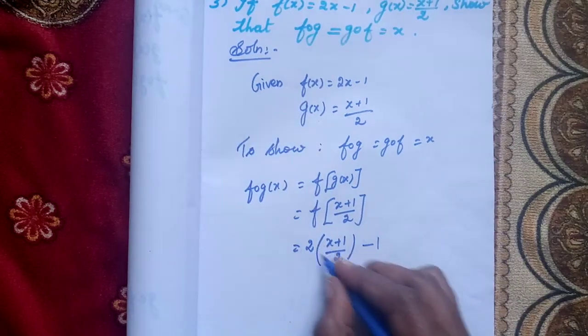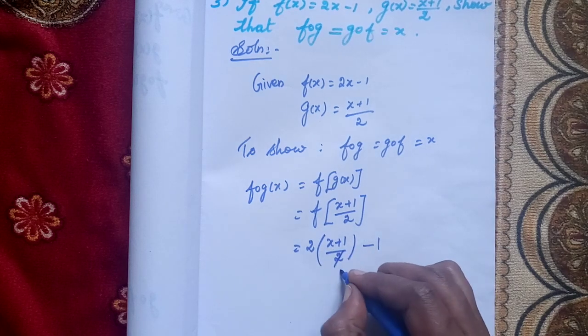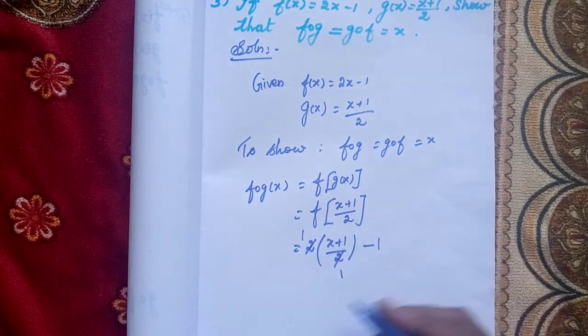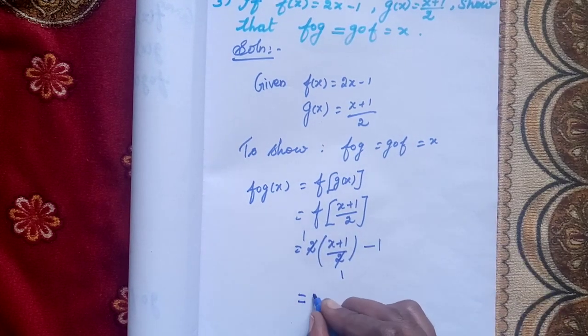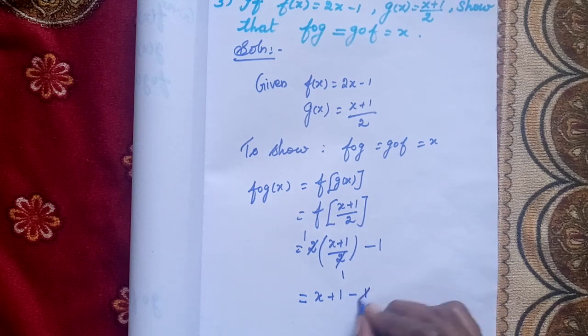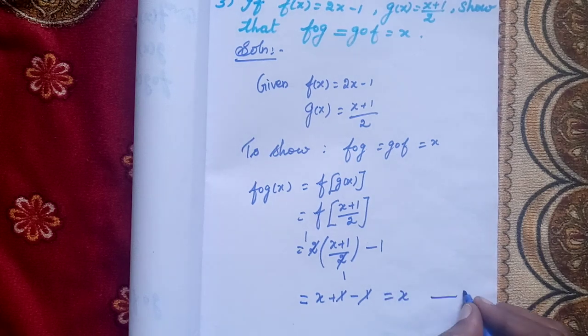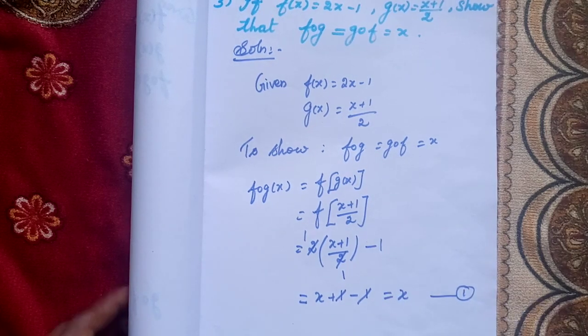Whether we can cancel this? Yes, we can cancel this. 2 and 2 cancel. It's equal to x plus 1 minus 1. Plus 1 minus 1 means 0. 1 minus 1 is 0. So x. Take it as equation 1.